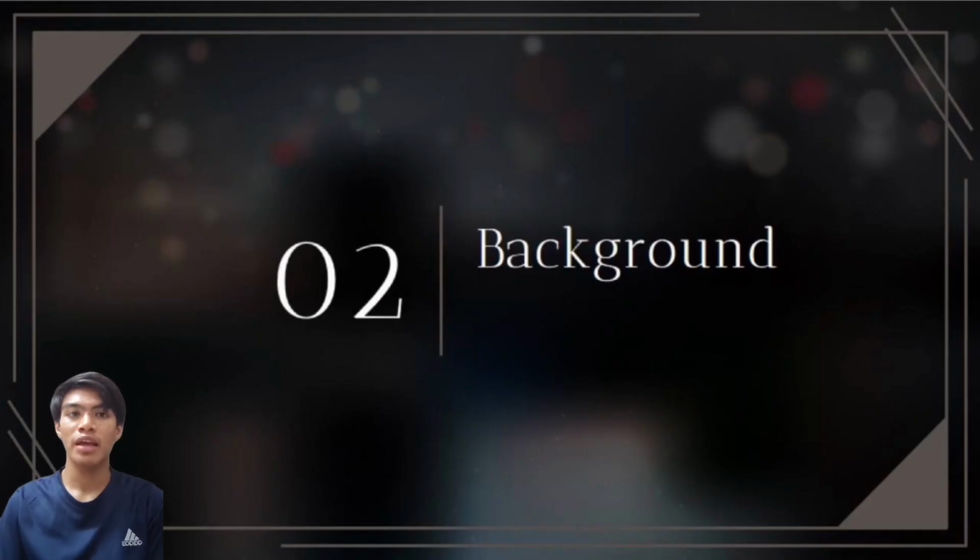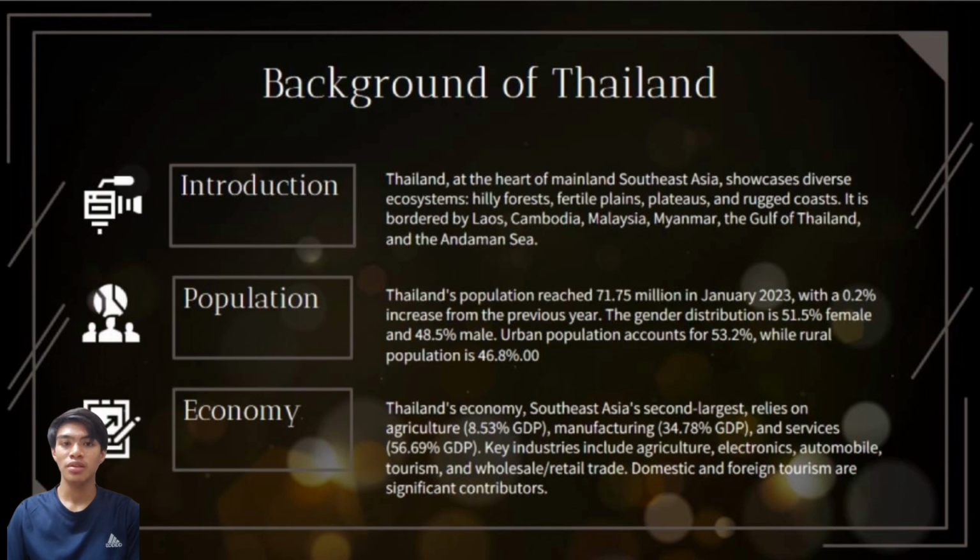About the background of Thailand. For introduction, Thailand, at the heart of mainland Southeast Asia, showcases diverse ecosystem, which is hilly forests, fertile plains, plateau, and rugged coast. It is bordered by Laos, Cambodia, Malaysia, Myanmar, the Gulf of Thailand, and the Andaman Sea.